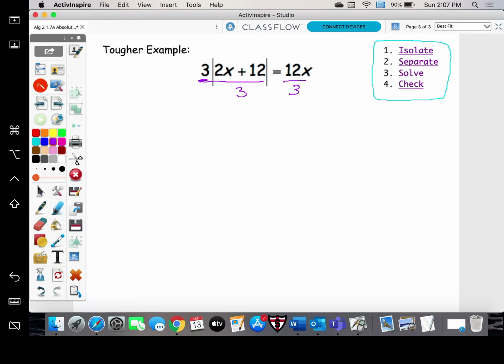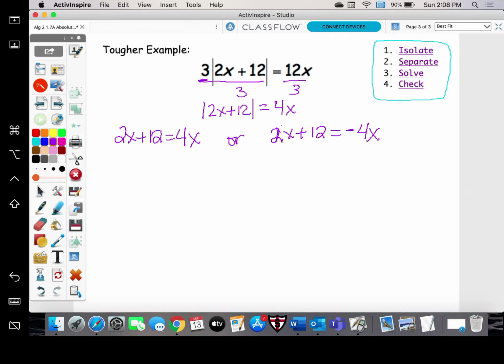So that's going to look like the absolute value of 2x plus 12 is equal to 4x. Now step 1 is done. We have absolute value all by itself. So we're going to go ahead and separate this out. We would have 2x plus 12 equals 4x, and or 2x plus 12 equals negative 4x.